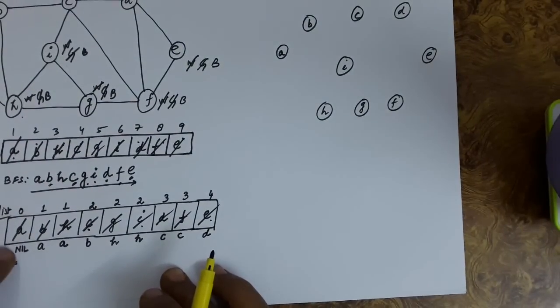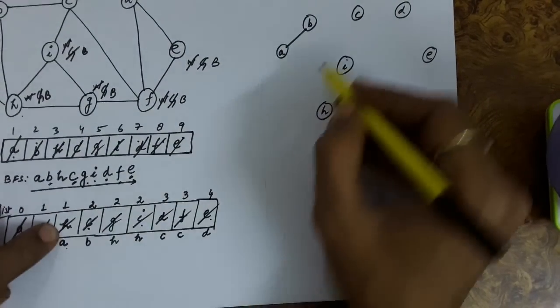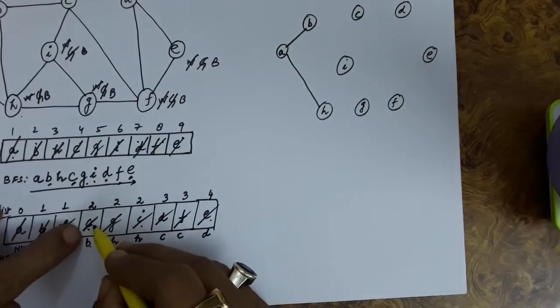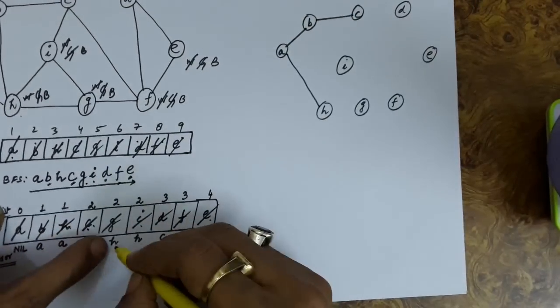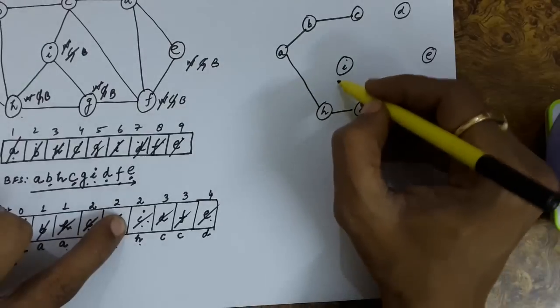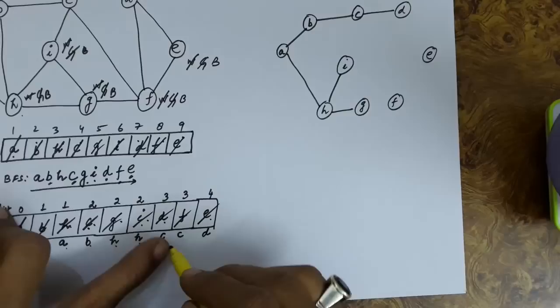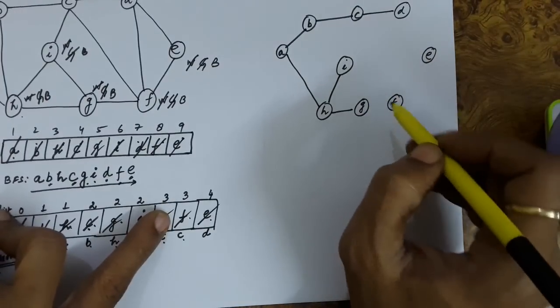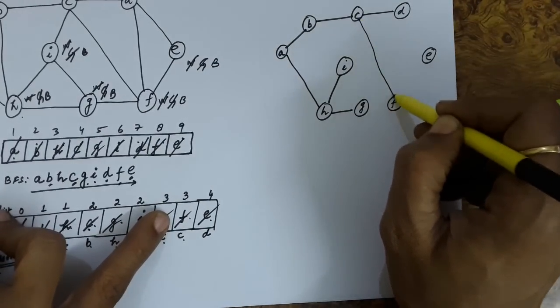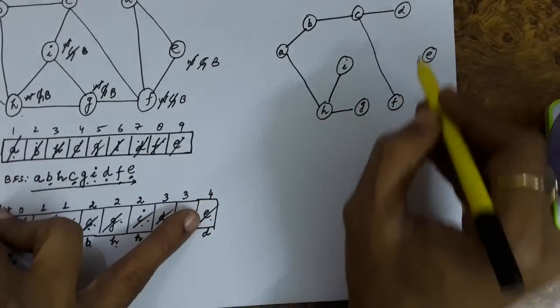Then just see these predecessors. So A has no predecessor, B has a predecessor A. So draw an edge AB. Similarly, draw an edge AH. Draw an edge BC. Draw an edge HG. Draw an edge HI. Draw an edge CD. Draw an edge CF. Draw an edge DE.